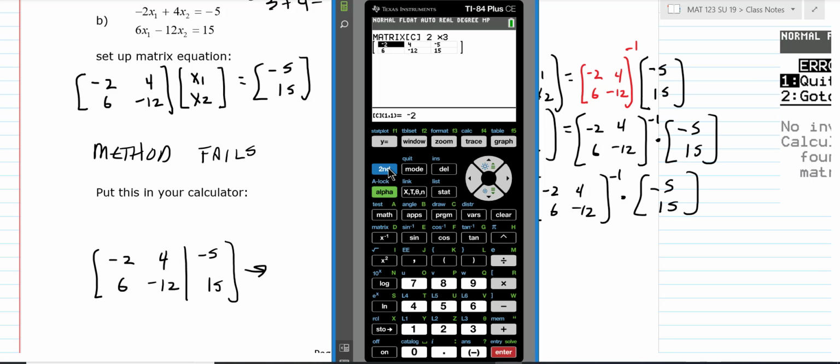And then remember the way we do this. Once you got that matrix put in, wherever you want it to be put in, then you just go clear screen, get everything cleared off, and then you go second matrix, and then you want to go to math. And then go down to where it says reduced row echelon form. So we do that. Then we got to put matrix C in. So we go back to matrix, highlight C, press enter.